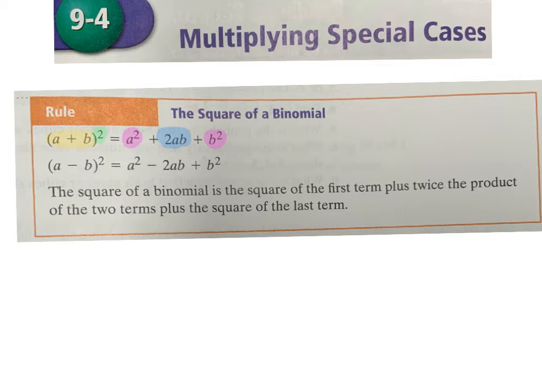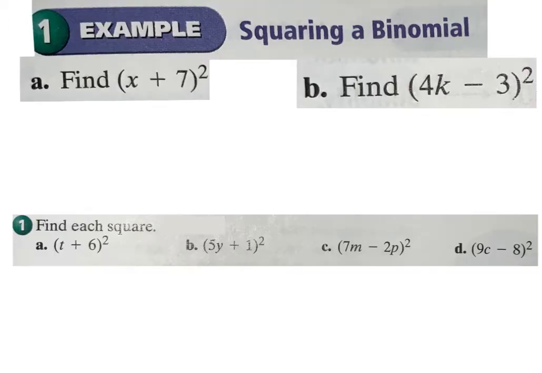So look at the first example here on page 475. If I want to find these, you could FOIL it, and you could separate them, x plus 7, x plus 7. Or you could do your shortcut. So if we did just our shortcut, we're going to say the first one, x squared, all right? And then we are going to multiply our x and our 7, and we're going to double it. And then the last thing is the 7 will be squared.